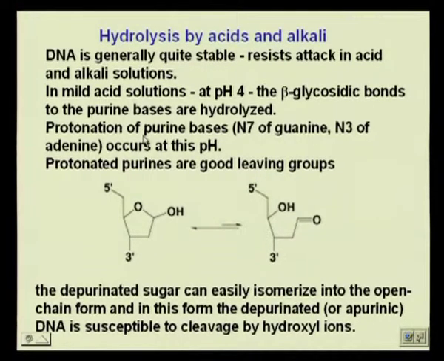Now, what is going to happen if you are going to have protonation of the purine bases at the acidic solution? You are going to disrupt the hydrogen bonding, right, as a result of which you are going to have this hydrolysis, which leaves your purines protonated, that is going to act as a good leaving group, and you are going to have an isomerization of the depurinated sugar.